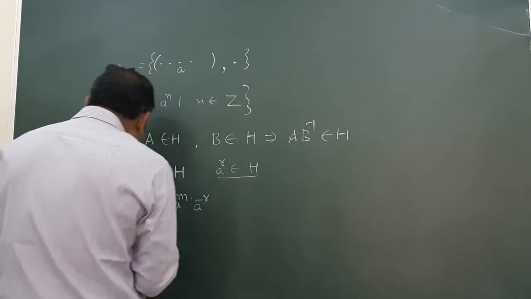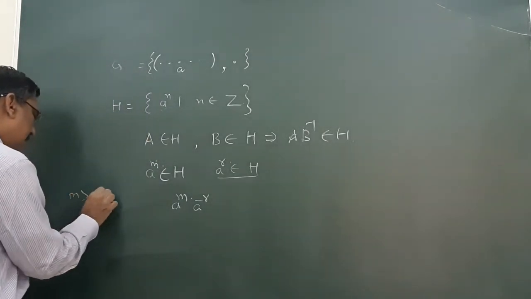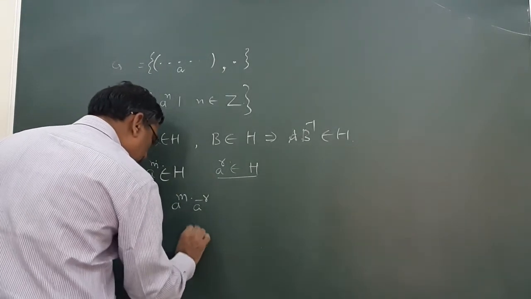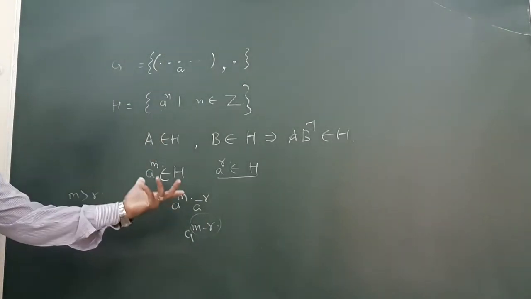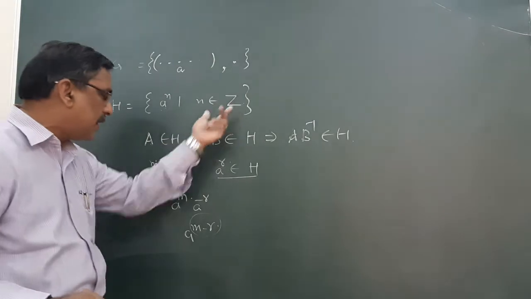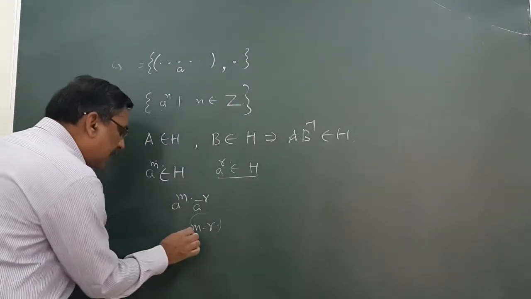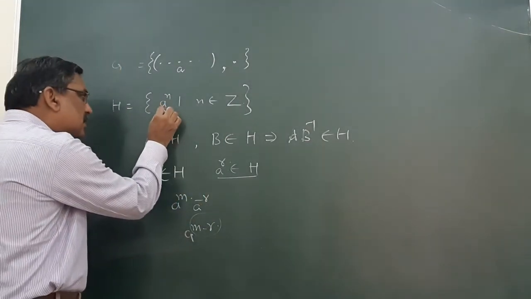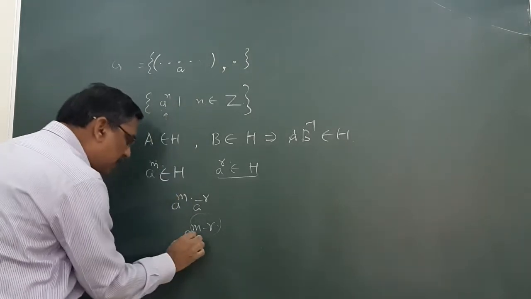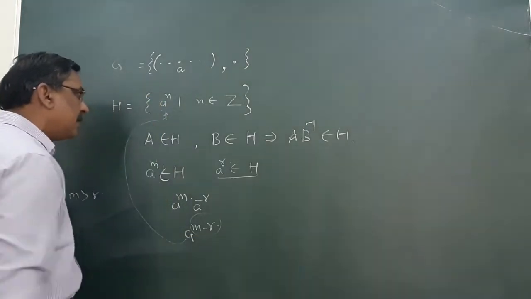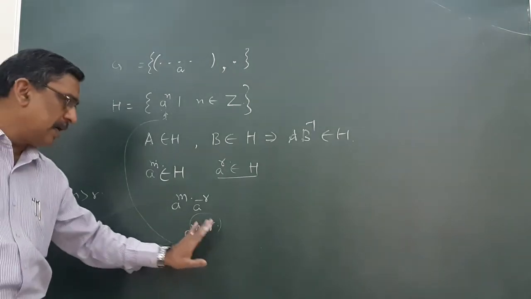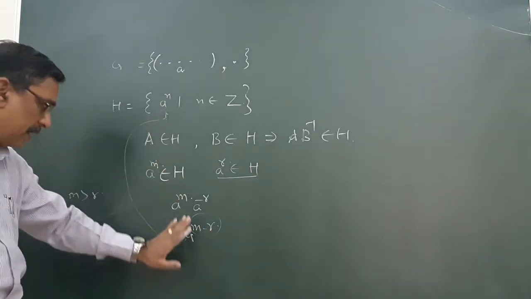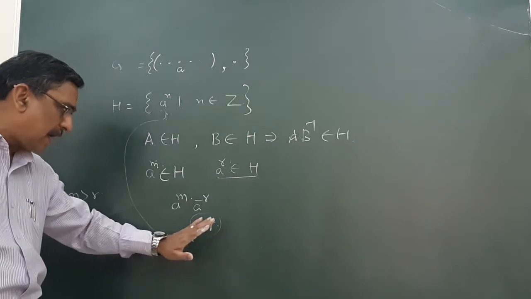For the sake of simplicity, let us take n is greater than r. So A raised to the power m minus r. M minus r is again an integer, since the difference of two integers is again an integer. Thus this element A raised to the power m minus r belongs to this set H. Identity is there.